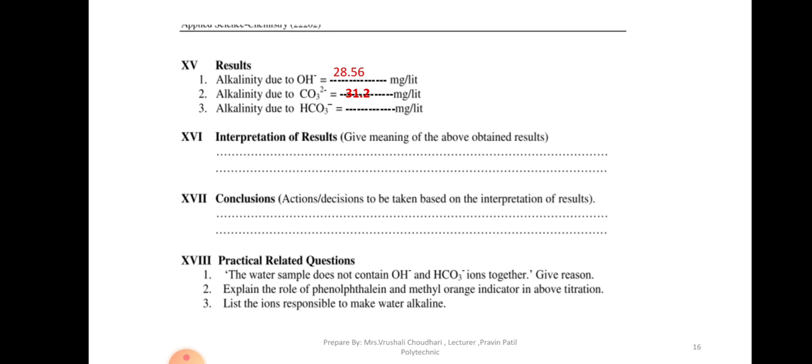Practical related questions that we will get from the minimum theoretical background. Which ions make the water alkaline? OH minus, CO3 2 minus and HCO3 minus. These make the water alkaline.